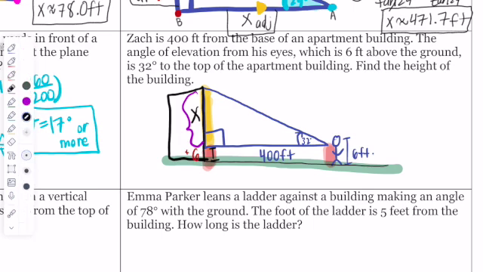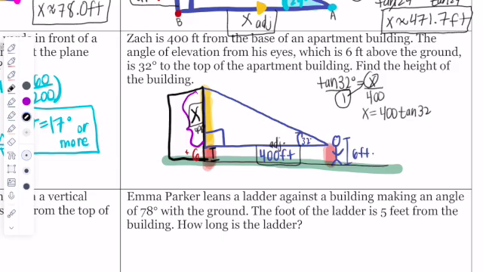From Zach's perspective, the 32 degrees, this is going to be my opposite. And then he's 400 feet away from it. That's going to be his adjacent. So what trig function goes with opposite and adjacent? That's going to be tangent. So the tangent of 32 degrees equals opposite, which is x, over adjacent, which is 400. Again, I put this over 1, and I'm going to cross multiply. So x is going to be equal to 400 times the tangent of 32.